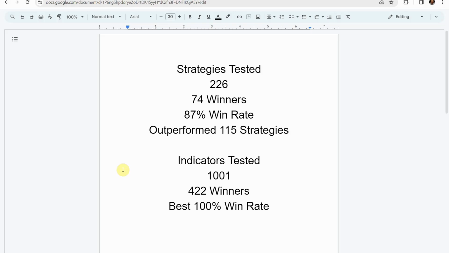Alright, as I said, today we'll be testing a Forex scalping strategy. Before we do though, I wanted to put the testing scoreboard up for everyone to see. So to date, we have tested a total of 226 different strategies, with 74 of them being winners. The best one so far was able to achieve an 87% win rate. That was achieved using the Academy of Forex indicator. And so far, since we've been keeping track, it has outperformed 115 of the other strategies that we have put it up against, every single one so far. We've also tested a total of 1,001 indicators, with 422 of them being winners.